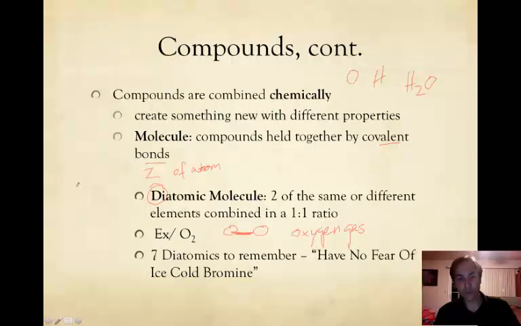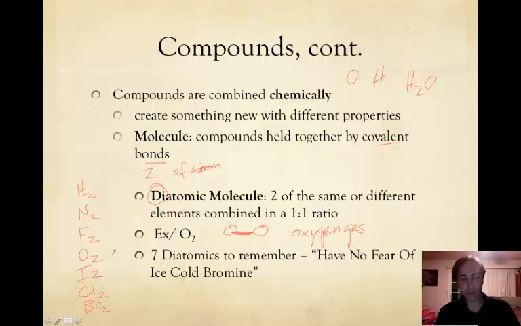So if we list them, they are hydrogen. Off the periodic table, it forms H2. Nitrogen, which forms N2. Fluorine, which forms F2. Oxygen, which forms O2. Iodine, which forms I2. Chlorine, which forms Cl2. And bromine, which forms Br2. These are the 7 diatomics. They form molecules with themselves. You need to know these guys.